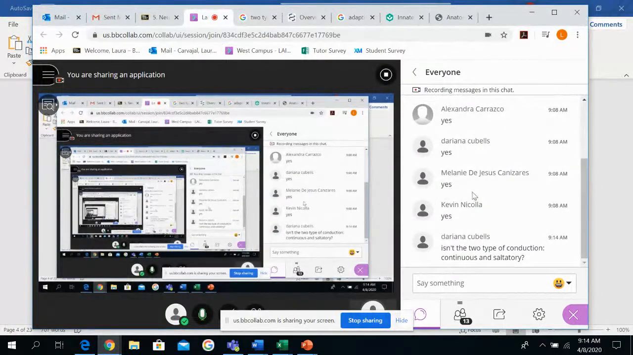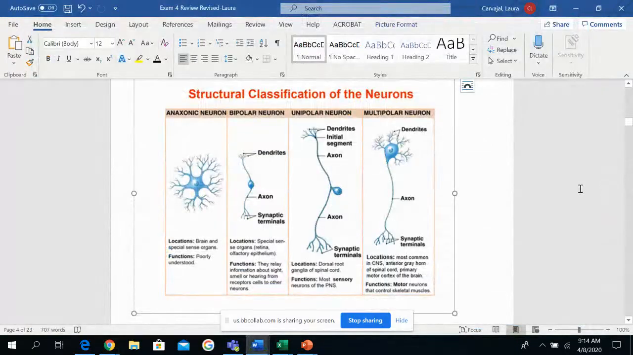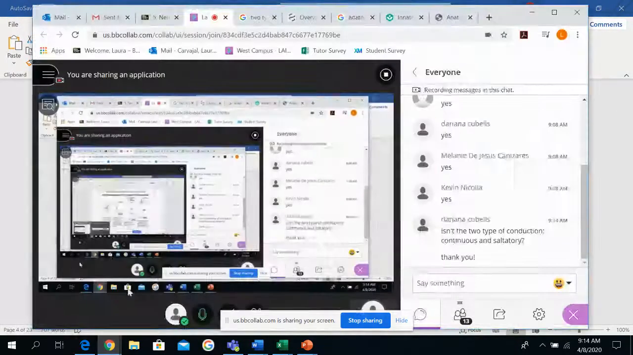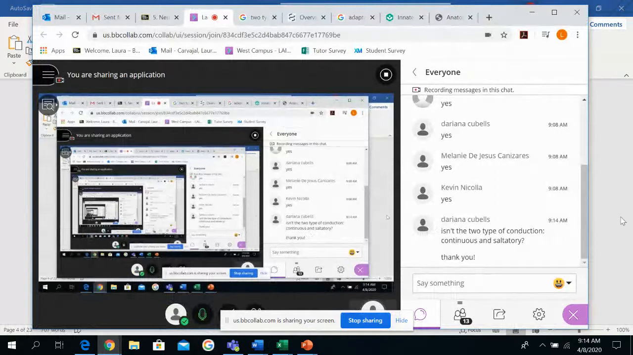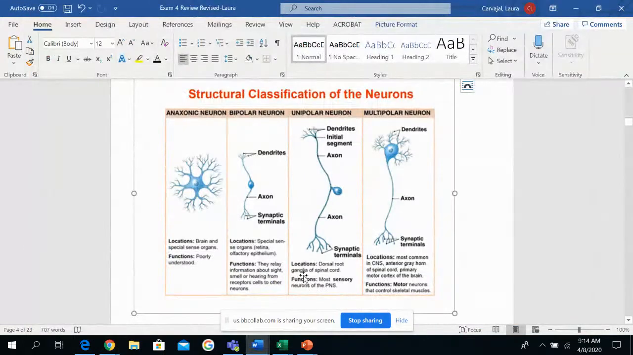Isn't the two types continuous and saltatory? Perfect. Thank you, Dariana. Yes, continuous and saltatory. Assuming that you don't have any myelination on the axon, it would be continuous. If you have myelination on that axon, then it would be saltatory because it would jump from node to node, which makes sense. Okay, awesome. Glad we got that one covered.